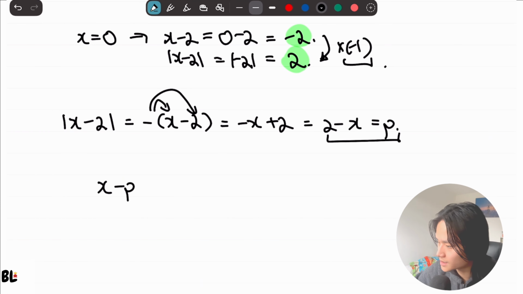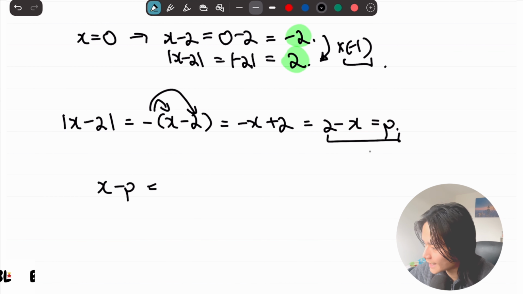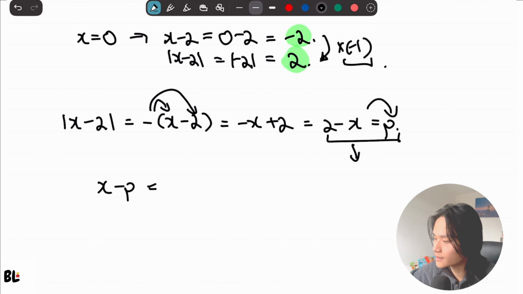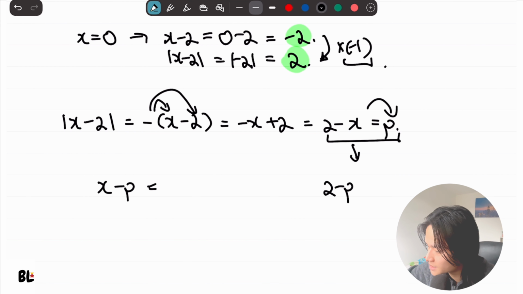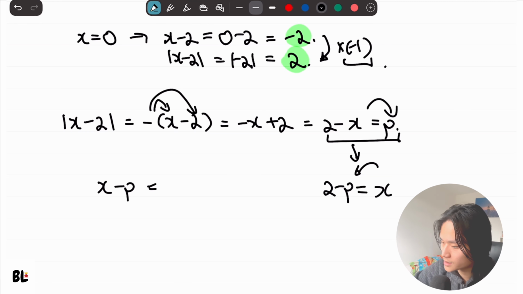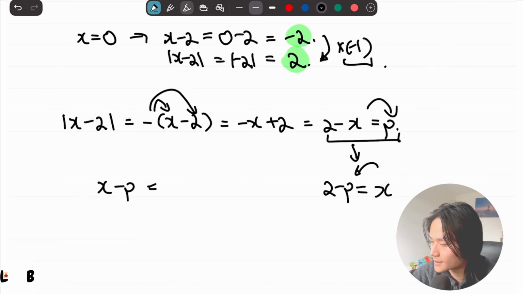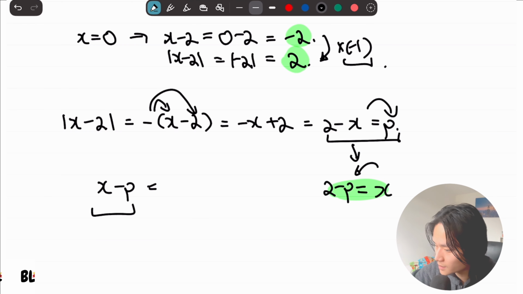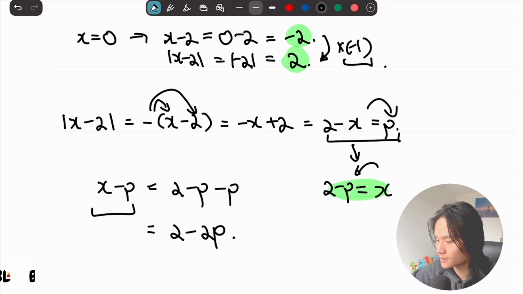Well, we want to have x in terms of p. So we can put x to the right hand side, so we get 2 minus p equals x. Put the p on the left hand side. So knowing this, we can substitute this into our equation here. So we have 2 minus p minus p, and that is just 2 minus 2p.